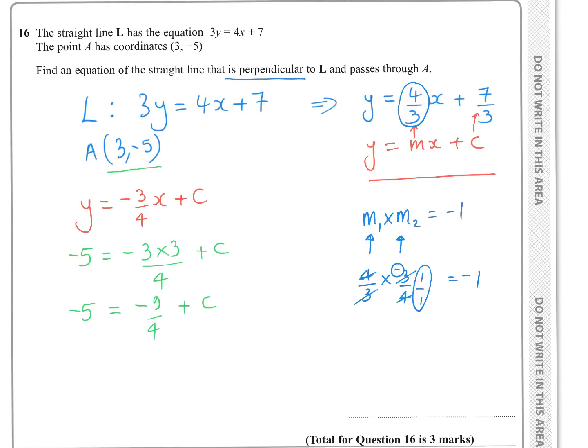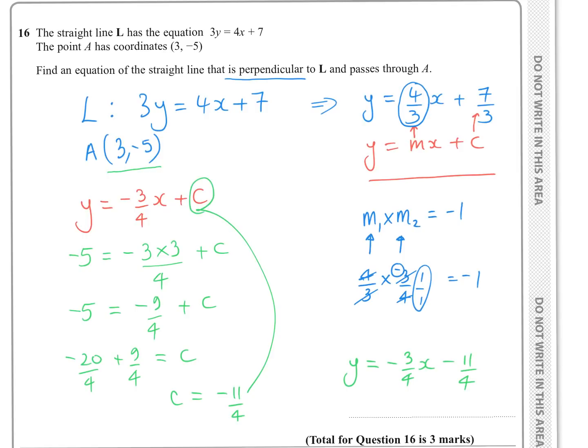Get it all into quarters, so that's negative 20 quarters plus 9 quarters, because I'm just adding 9 quarters to both sides. And so c will be negative 20 plus 9, that's negative 11 quarters. So the answer will be y equals negative 3 quarters x minus 11 quarters, because that was the missing link.